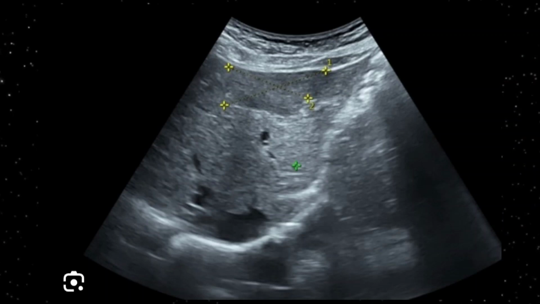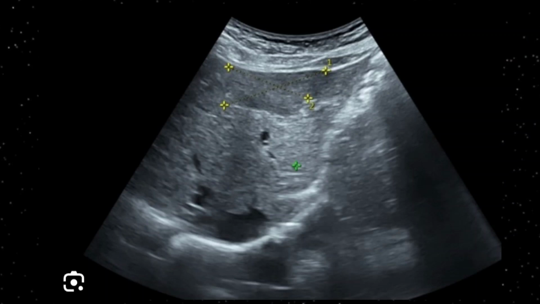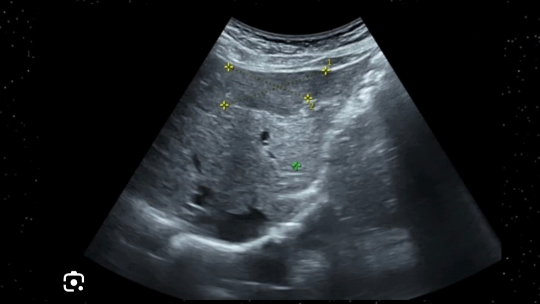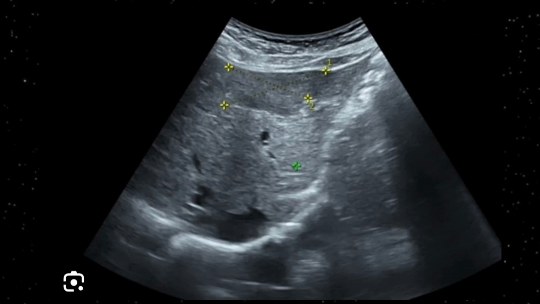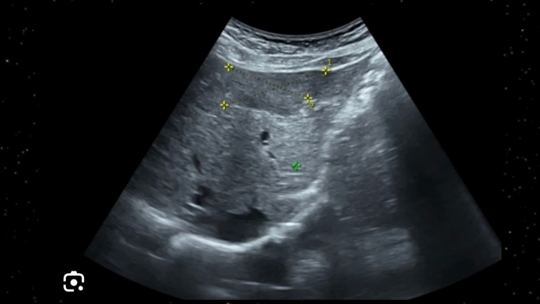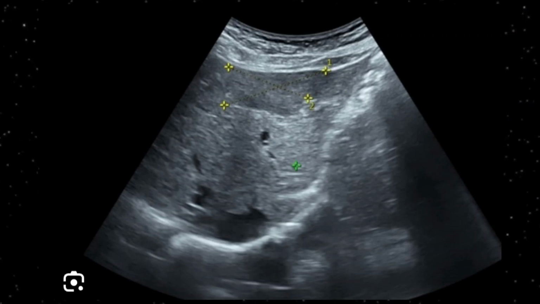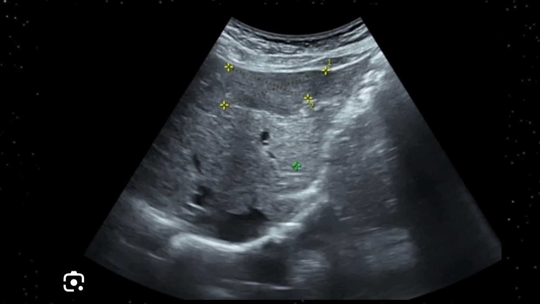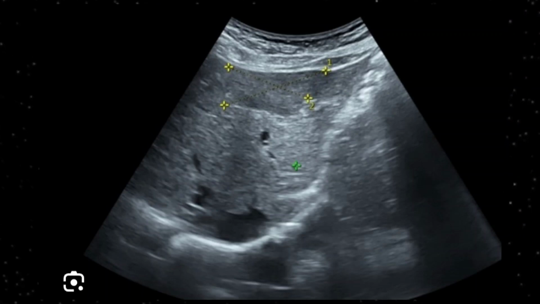Now this is another example of hepatocellular adenoma. This is the right lobe of the liver, this is the left lobe of the liver. On this transabdominal scan you can appreciate a hyperechoic well-defined round lesion along the capsular region. So this is again hepatic adenoma. As I mentioned, on sonographic imaging the lesion may appear hypoechoic, sometimes hyperechoic as well. So three characteristics can be seen in hepatic adenoma.